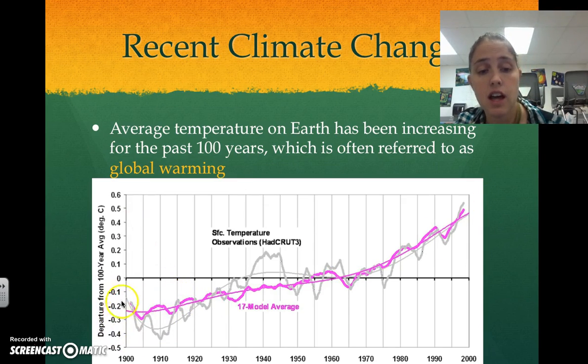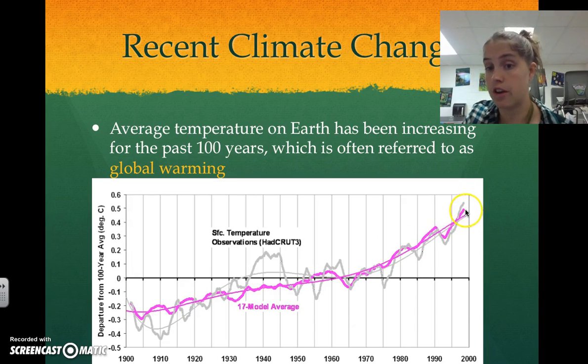So if you look right here, in 1900 we were below the average temperature on Earth. And as this 100 years have gone, it is increasing very quickly. Up to 2000 is when this shows, so there's 15 more years of increasing after that.